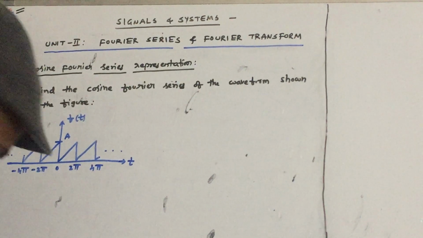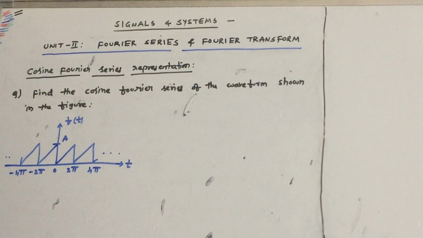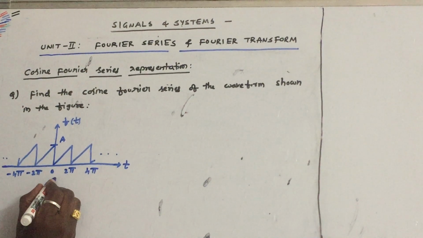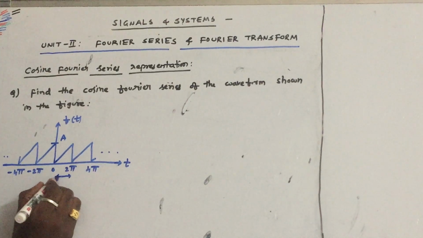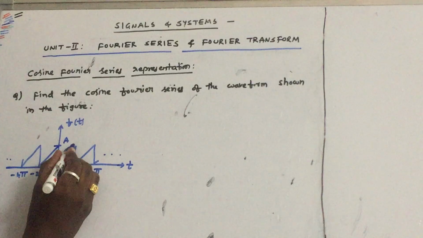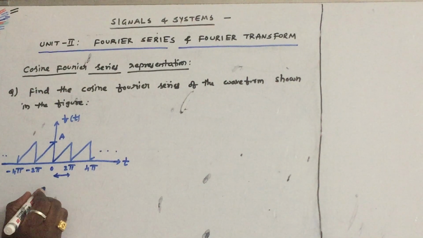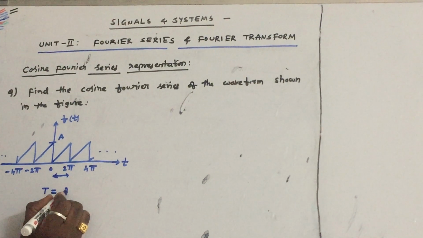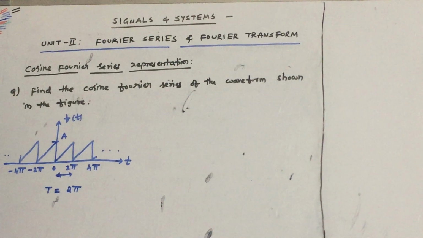As I said previously, first let us find the time period of this given waveform. What is the time period? This cycle repeats after 2 pi. So this is the cycle, and this cycle repeats. Therefore the time period is equal to 2 pi. First you have to identify 2 pi.